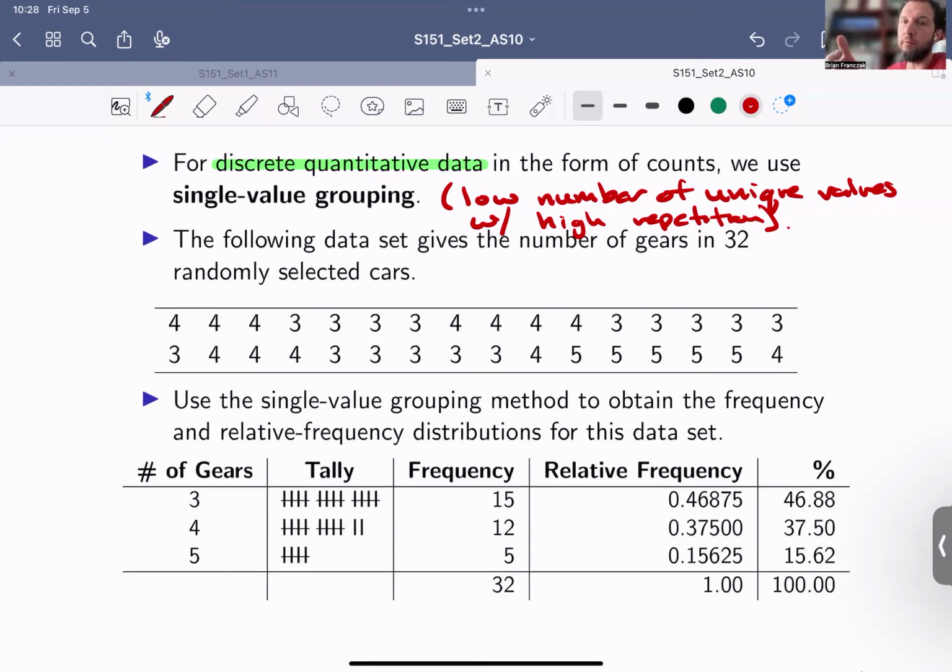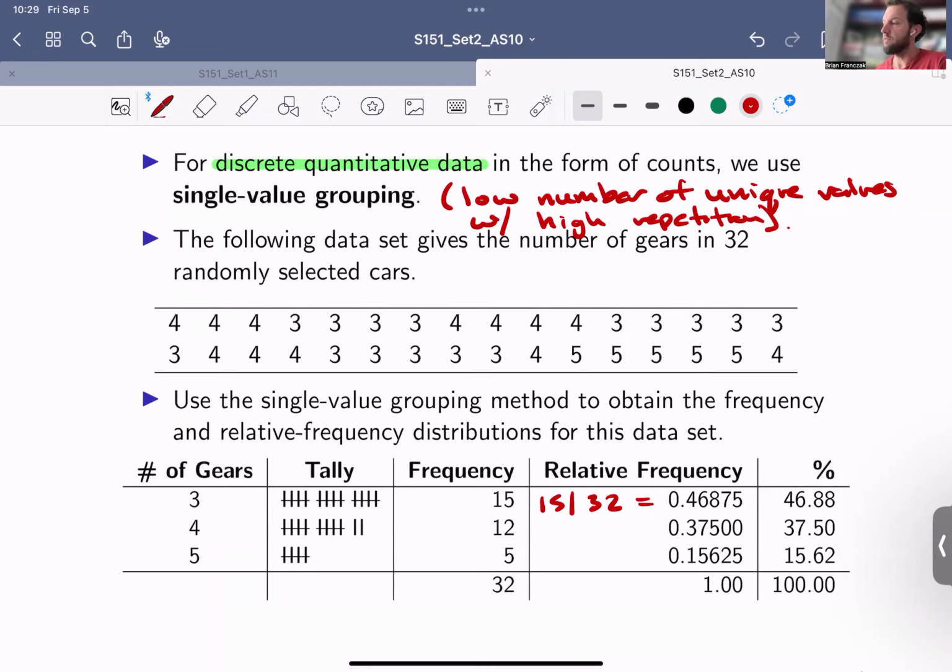So you can see that once we establish the binning or the grouping method, the rest of this is exactly the same as it was for qualitative data. So we have 15 3-gear cars. That's the frequency. Then we can convert frequency to relative frequency by taking each of the counts and dividing by the total number of cars. So for example, 15 over 32 is 0.46875. And then we can convert that to a percentage, which in this case would be 46.88, rounding off to the second decimal place. Right, so it's the same strategy that we looked at with qualitative data, and actually the single value grouping is the most similar to the qualitative data example. It's just deciding what grouping method you need to use.